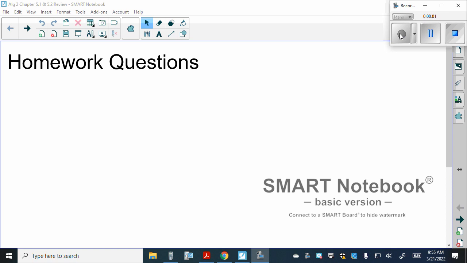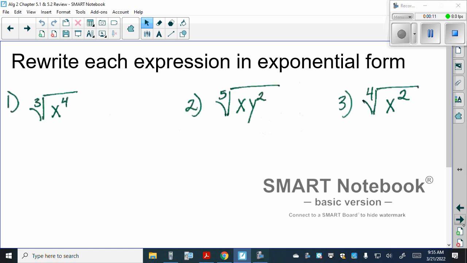Before we jump into the next part of Chapter 5, we're going to go back over the two sections that we went over before the break. So this note sheet here is really just running through some of the stuff that we did and going through a few of the properties.